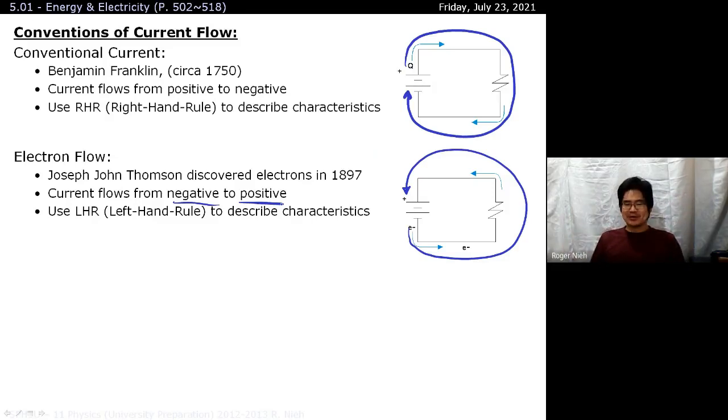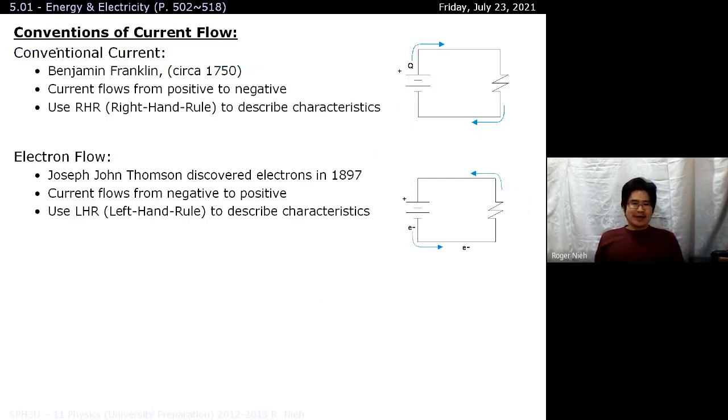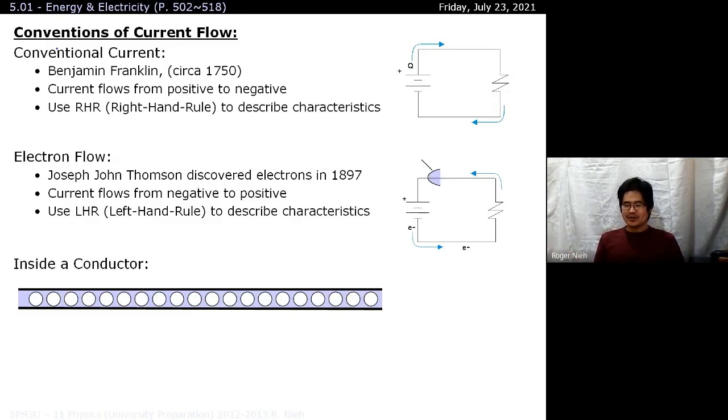back 300 years ago. All right, so for our purposes, we're going to solve everything using conventional current. As weird as it is, that's what we're going to go by. Of course, that created a whole fight online and in the nerd community. So here's the explanation of how both of them are correct.